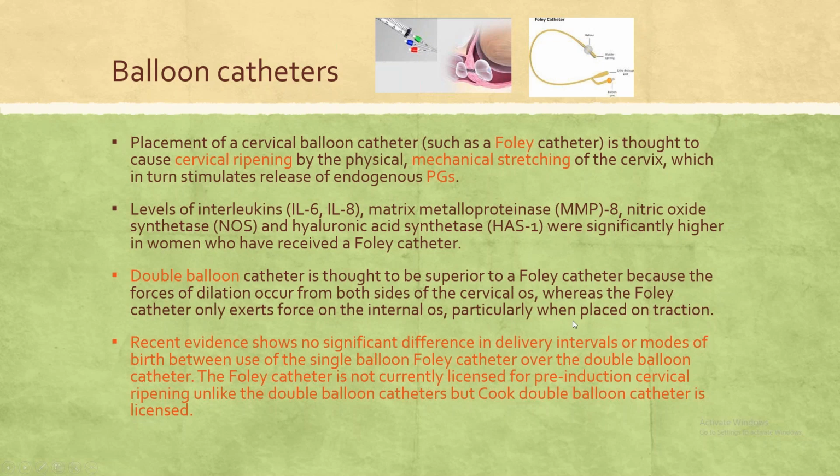Okay. But when you compare the evidence, it suggests that there is no significant difference in delivery intervals or modes of birth when they use either single balloon or double balloon catheter. But one thing is there, the Cook's catheter is a licensed method for cervical ripening, while Foley's catheter is not licensed for this indication. Okay, so Cook's catheter is licensed for cervical ripening, but Foley's catheter is not licensed for induction of labor or cervical ripening.